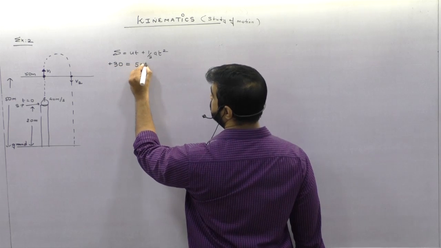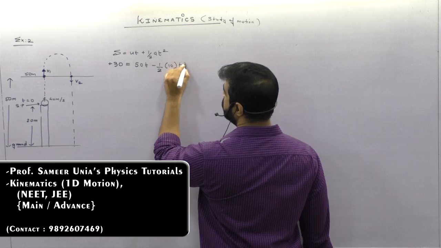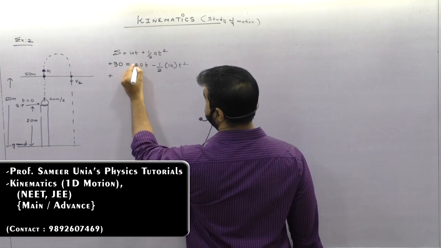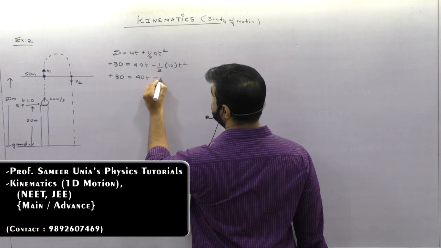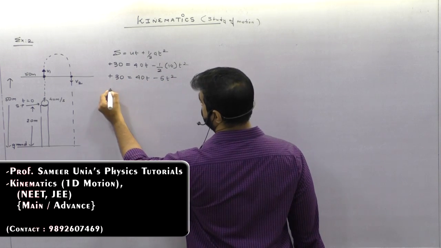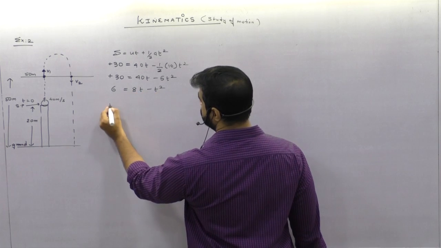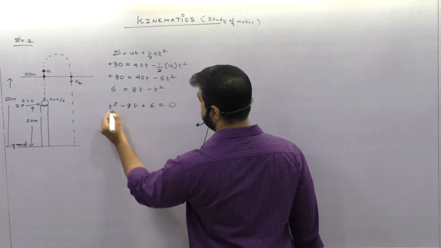S is ut minus half a t square, where a is g, that is 10. So u is 40. That is 30 is equal to 40t minus 5t square. It will become 6 is equal to 8t minus t square. So t square minus 8t plus 6 is equal to 0.